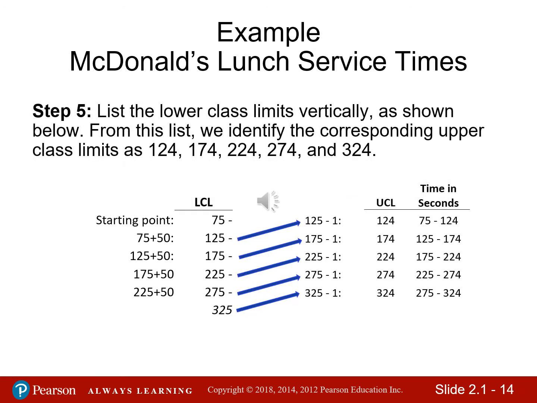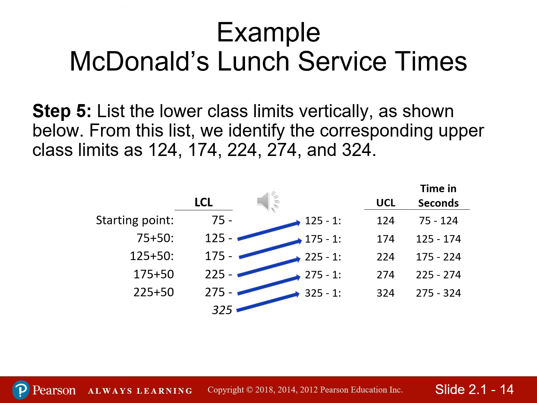In step 5, we'll list our lower class limits vertically, and then from this list we can identify the corresponding upper class limit. For the first upper class limit, we want to take the value of the second lower class limit and subtract the value of 1 because we want to make sure there are no whole number gaps between the classes, since we're counting seconds. So our first upper class limit would be 125 minus 1 equals 124. So our first class is 75 seconds to 124 seconds.